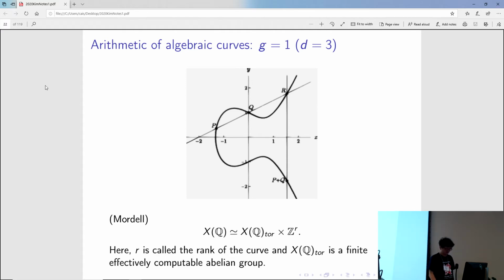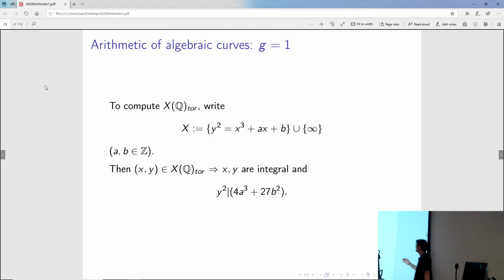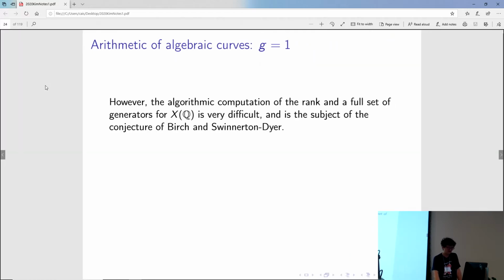That torsion part is a very effectively computable abelian group. Again, I won't dwell on this much. It's the Nagell-Lutz theorem, where a torsion point, even if you a priori allow them to be rational, when you write it in Weierstrass form, they have to be integral, and y squared has to divide the discriminant. So this allows you to just try out all possibilities and find the torsion subgroup. However, the computation of the rank, and a full set of generators for the Mordell-Weil group, the group of rational points, that's what it's called, is very difficult. And this really is the subject of the conjecture of Birch and Swinnerton-Dyer, which, as you know, is a famous open problem.